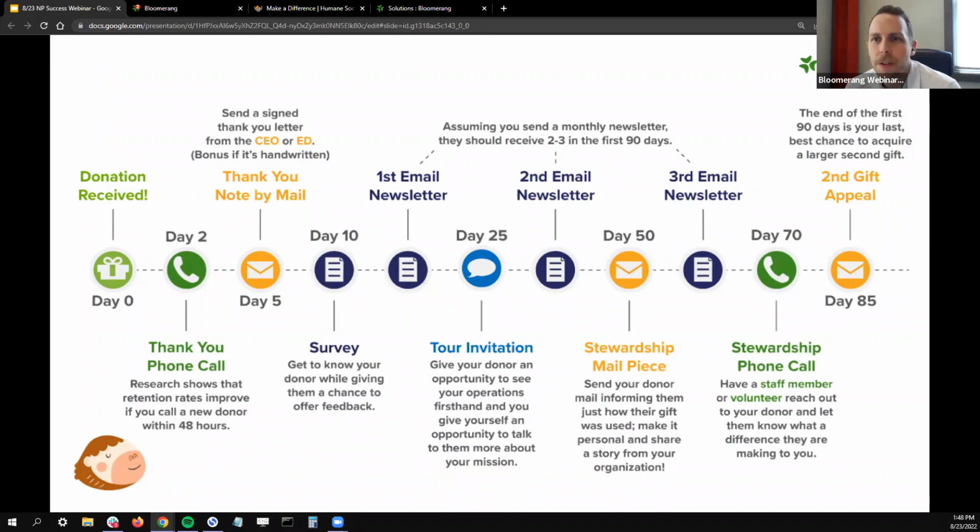Our organization has 40,000 donors. I'm going into a new role with the org, which is a major gift officer. Any more tips on how to engage with higher-end donors? Great question. I think the number one thing is segmenting.